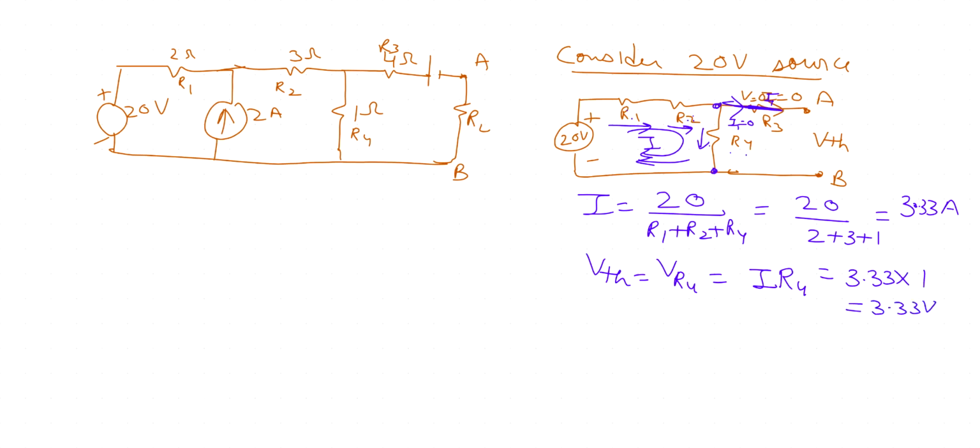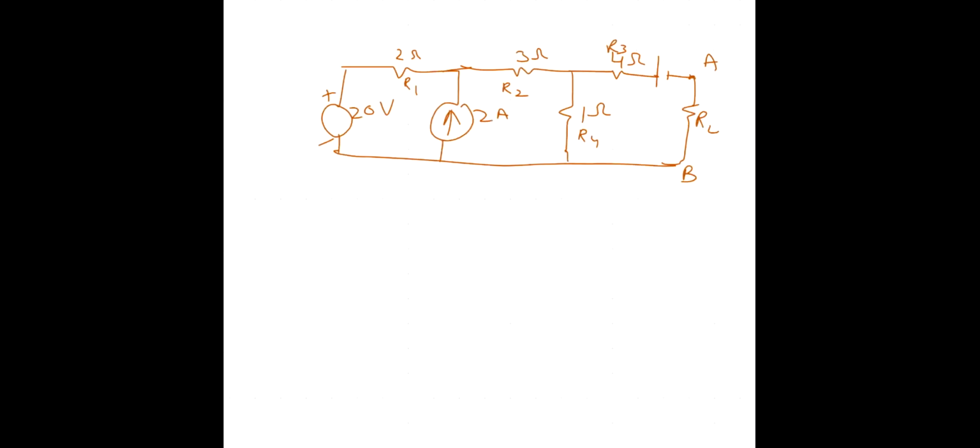Now the next step is to figure out the polarity. What will be the polarity of the voltage across point A and B? See the direction of current. The direction of current in R4 is going this way, so it goes from positive towards negative. That means point A is positive and point B is negative. So this is the polarity. So we have solved the circuit using one source at one time.